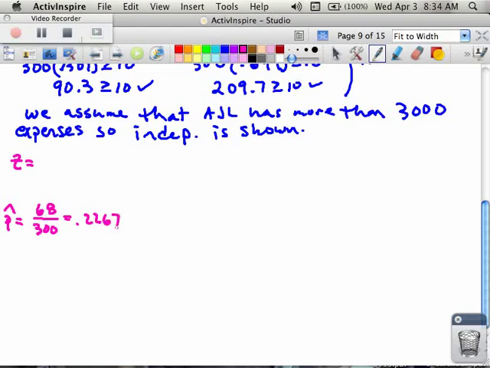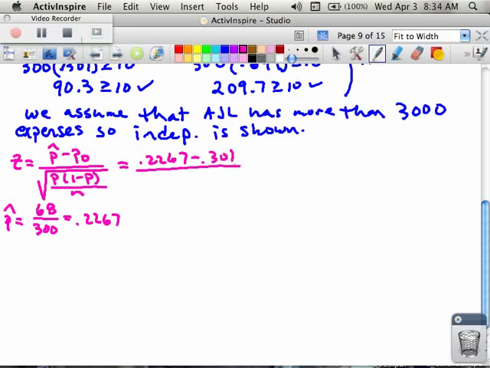So in our formula, we do the p hat minus the p0 over the square root of p0 times 1 minus p0, all over n, which in this case would be 0.2267 minus 0.301 divided by the square root of 0.301 times 0.699 divided by 300. And my calculations say that this is negative 2.8.